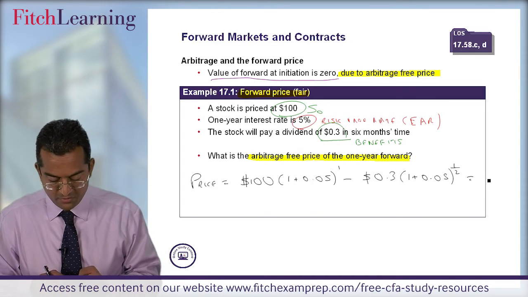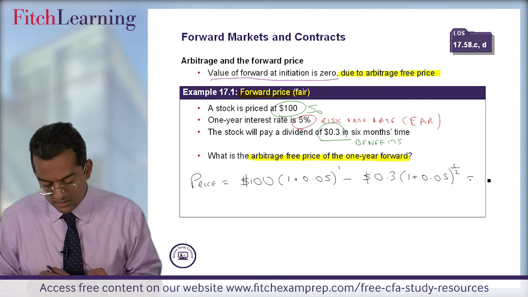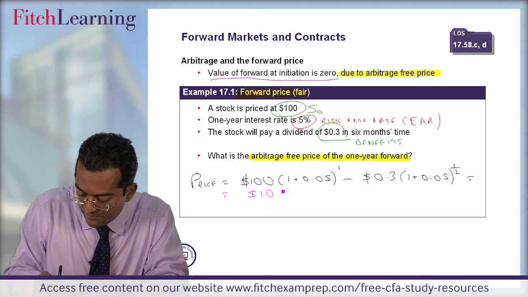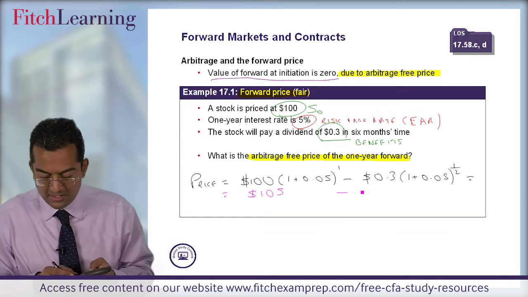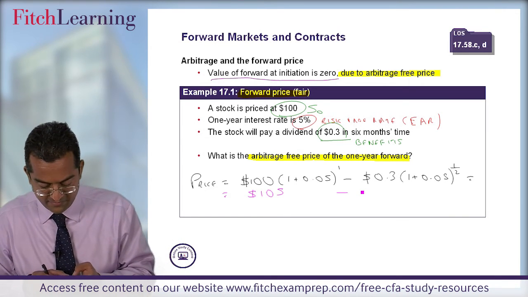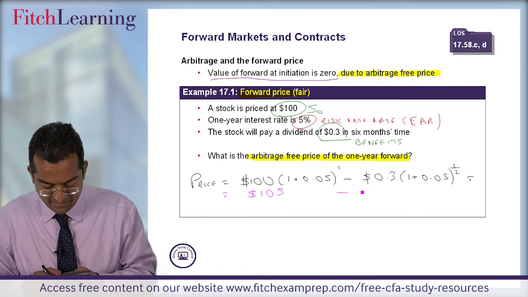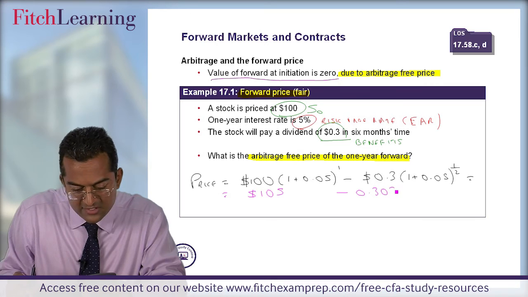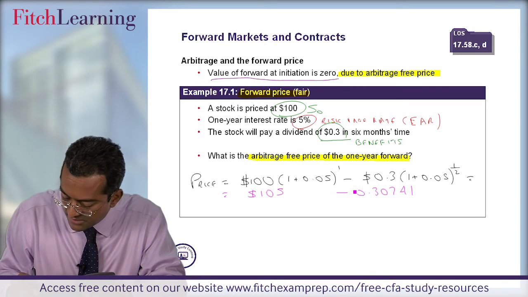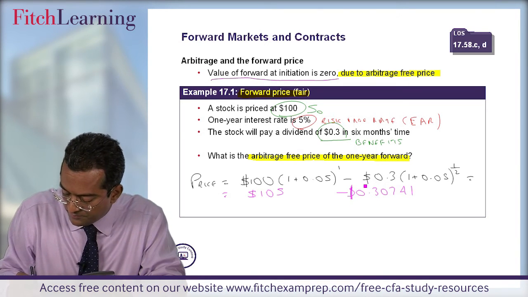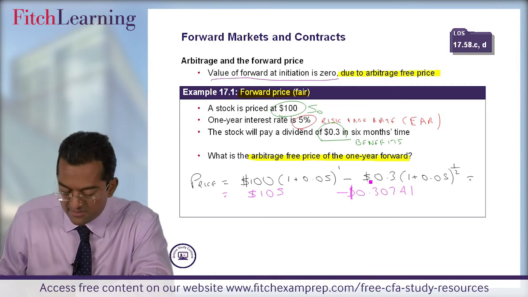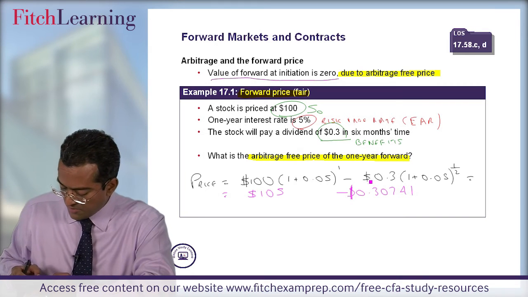Fair value, 100, of course, first times 1.05. Now that gives me 105. Let me just write these numbers down. I've got 105 there. Netting it off with 30 cents times 1.05, power of a half. And this I'm getting 0.30741. So I'll just write all my numbers out there. Of course, that's cents as well. About 30 cents, but just over 30, just about 31 cents. And net the two off.